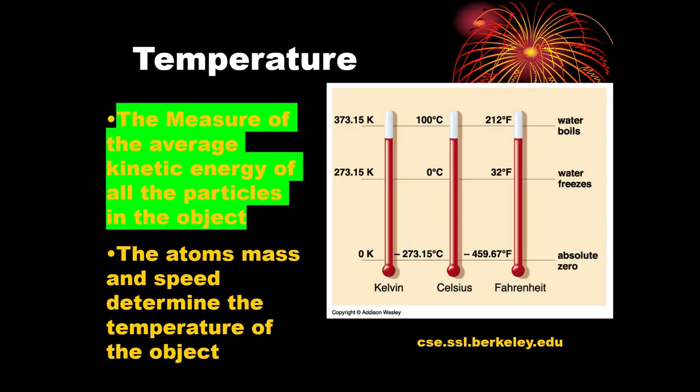Here's the important thing. The measure of the average kinetic energy of all the particles in the object is their temperature. There are three ways to measure temperature. Kelvin, which is basically at 0 degrees, you have no energy movement. The reason we use Kelvin is because there are no negative numbers in Kelvin. So when you use it in physics later on or chemistry to do calculations, Kelvin is the preferred method because there's no negative numbers. Celsius has negative numbers.